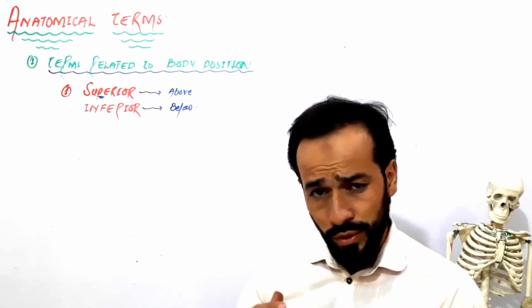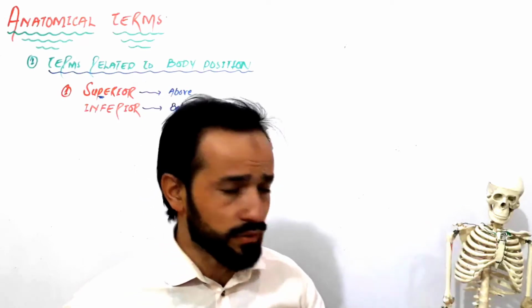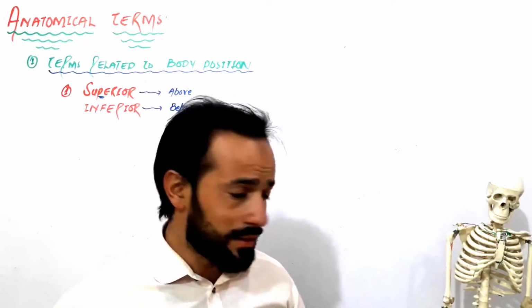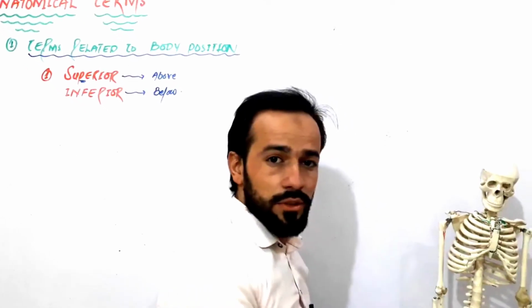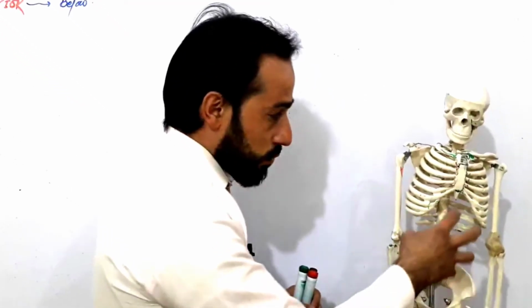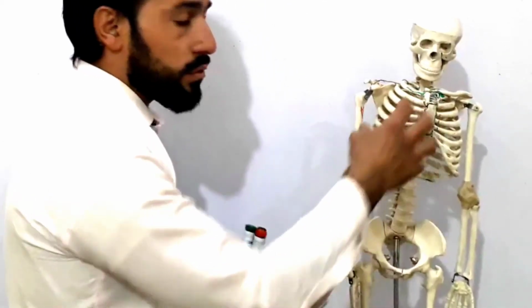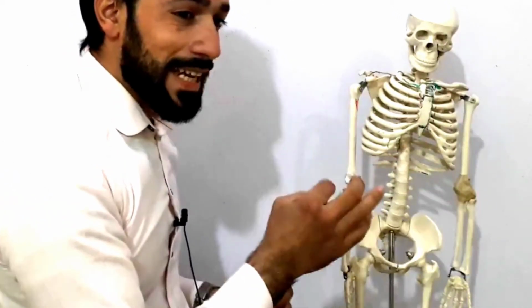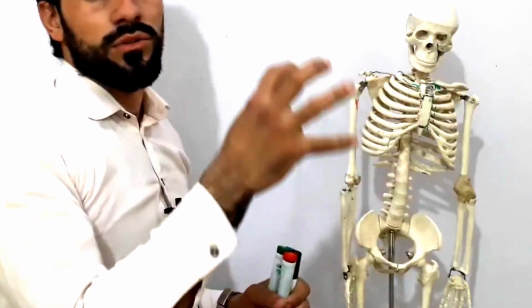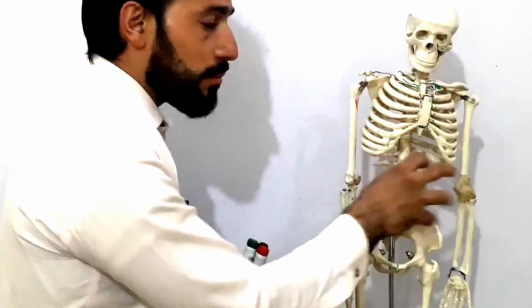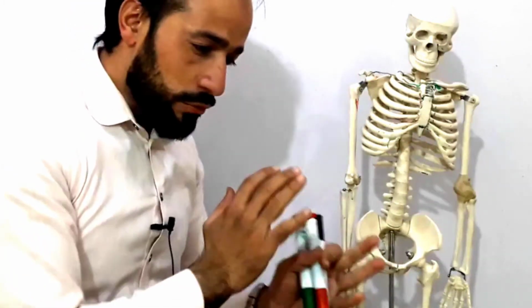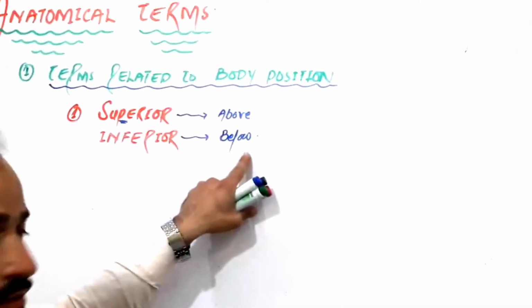Right? So when we are discussing parts of the body, we say that the abdominal cavity is inferior to the thoracic cavity. Inferior means below. So the abdominal cavity is below the thoracic cavity. We don't say below, we say inferior to the thoracic cavity. And the thoracic cavity is superior to the abdominal cavity. Right? So superior, inferior, I hope these terms are clear. Superior means above, inferior means below.